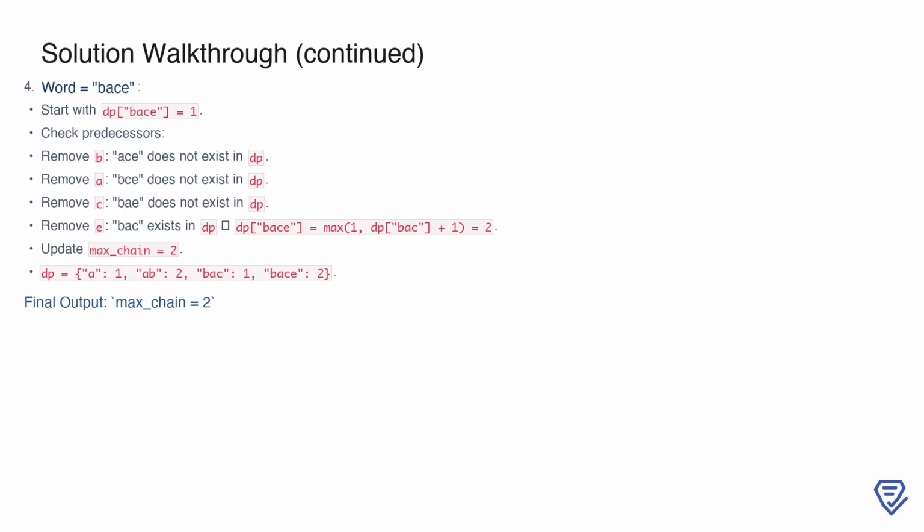Finally, we process the word base. We start with dp[base] equals 1. Checking predecessors, removing b gives ace, which does not exist in dp. Removing a gives bce, which also does not exist in dp. Removing c gives bae, which does not exist in dp. Removing e gives bac, which exists in dp. This allows us to extend the chain ending at bac, so we update dp[base] to 2. With no further updates, we adjust max_chain to 2. The final dp dictionary is 1, 2, bac: 1, base: 2. The longest chain length for this example is 2.